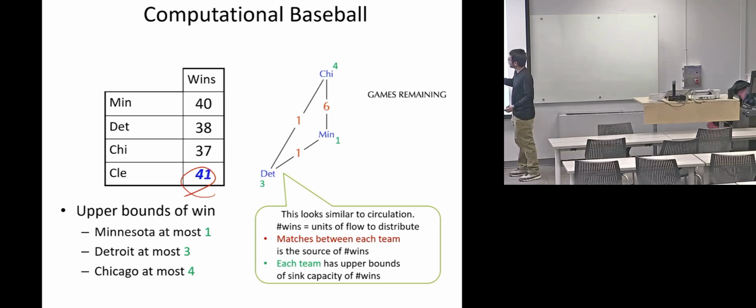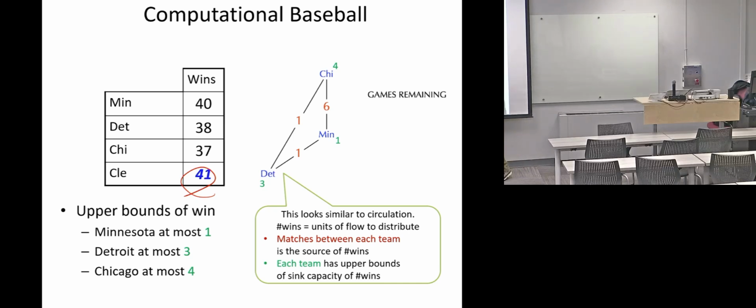Now the number of wins is kind of the supply. Each unit of win needs to be assigned to one of these teams. The wins here need to be assigned to Detroit or Minnesota, and these to Chicago or Minnesota, and so on.